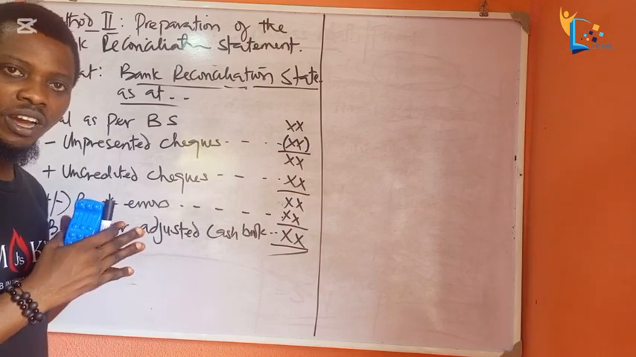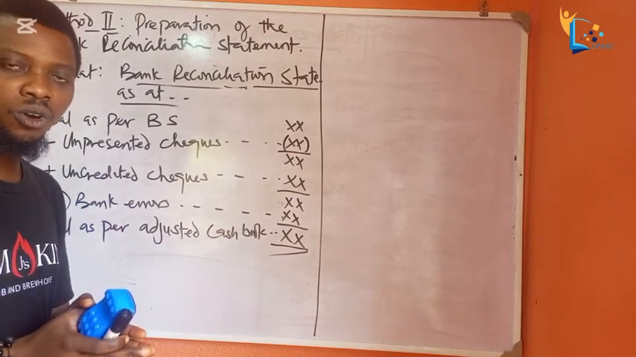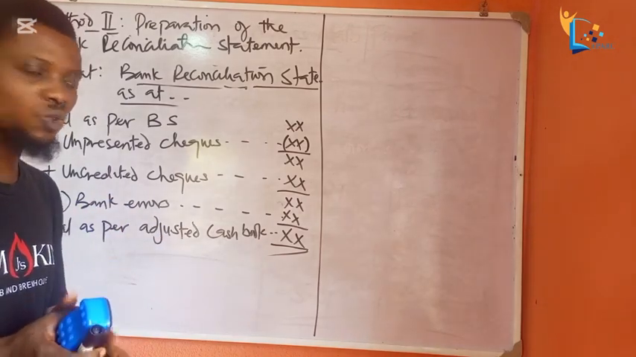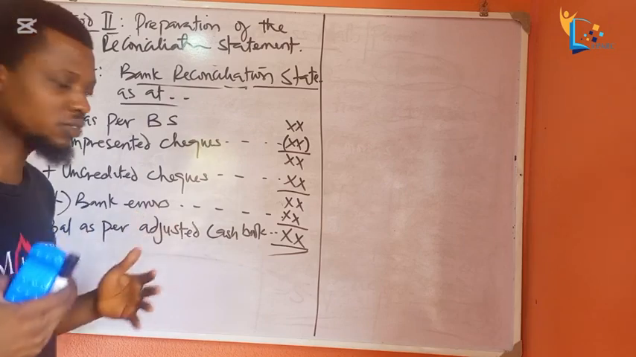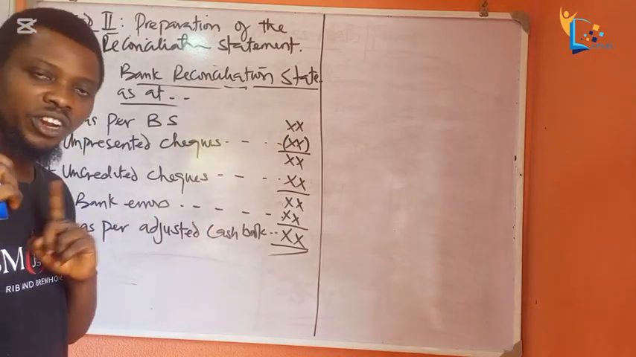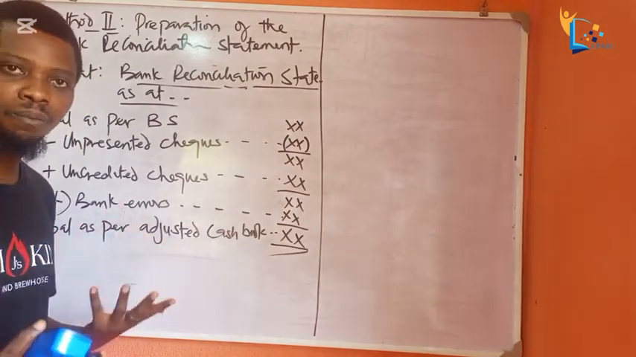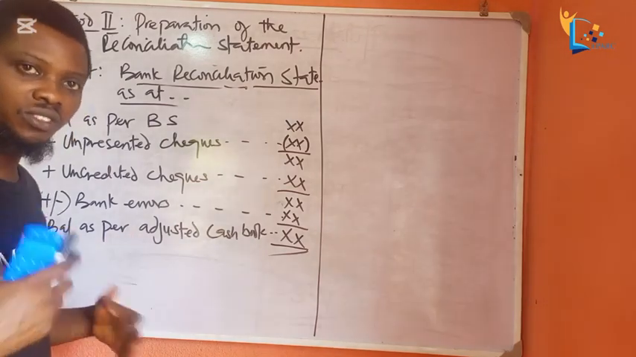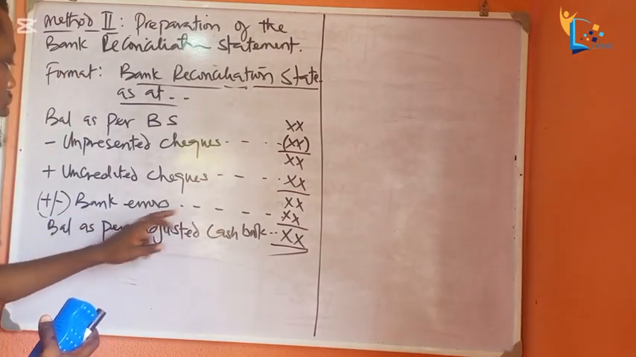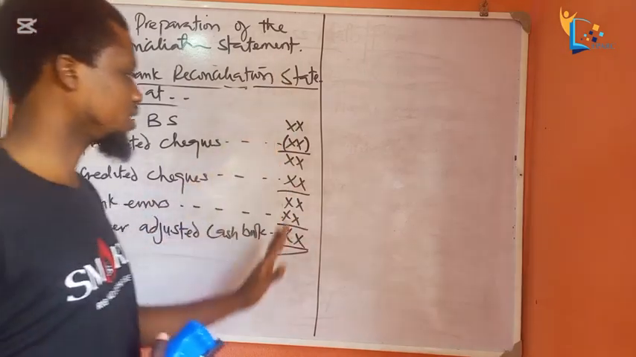If you neglect any subject, it might affect you on the next subject. So it's good you have a good understanding of most of these subjects, because they are interwoven. Because the correction of errors we did a few weeks ago, we are seeing them now in bank reconciliation. So no problems, I will share the link so that you refresh your memory. So we add or deduct bank errors. Then after that, we have a balance as per adjusted cash book. So these are the two methods.